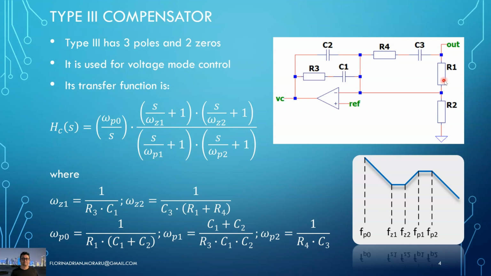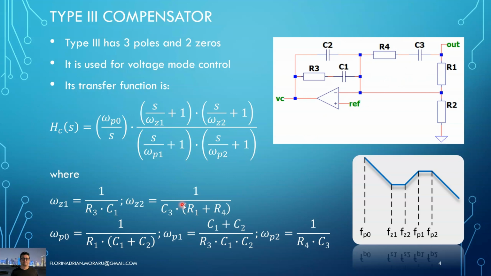Of course, R1 will be part of the equations. R2 not, because this non-inverting input, as I said, will equal the reference, so the voltage over this will be virtually zero. That means it will not contribute. Okay, so this type 3 compensator has 3 poles and 2 zeros, as you can see here in the picture. So we have the pole at the origin, we have two zeros, and then 2 poles, and this is the transfer function describing this circuit.